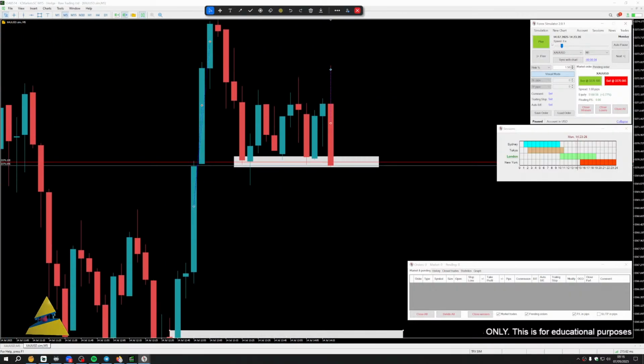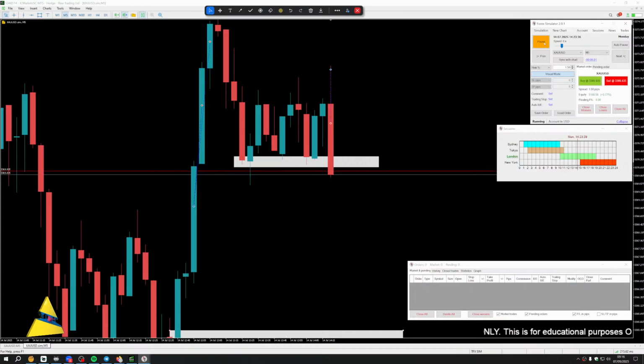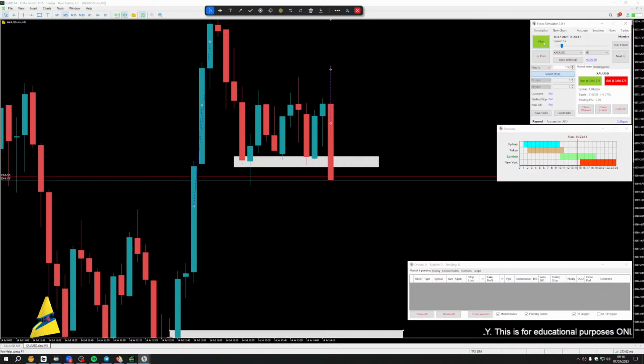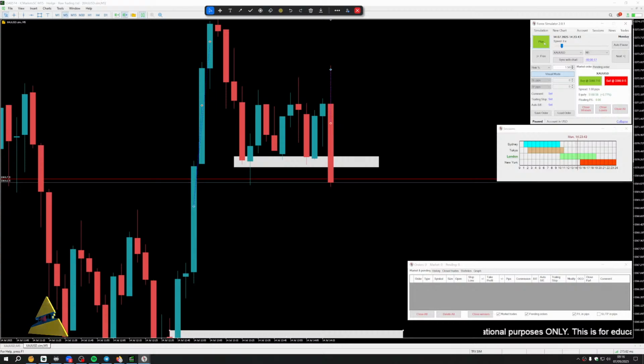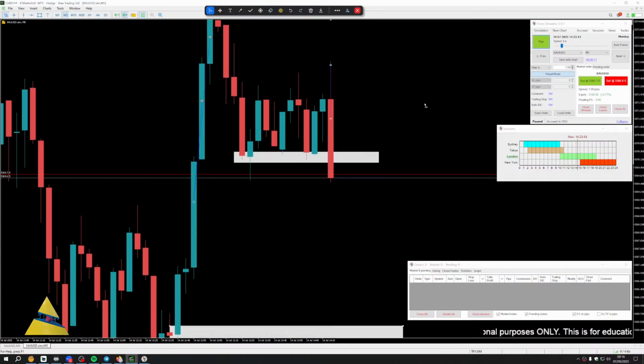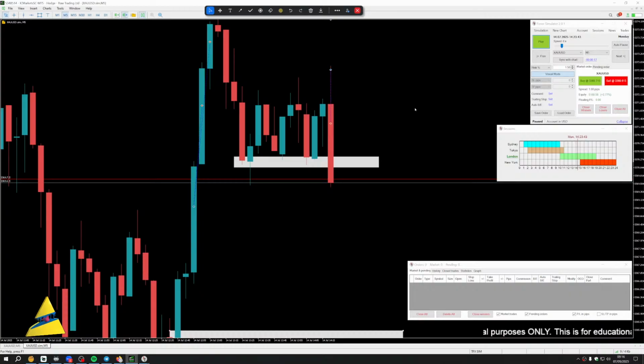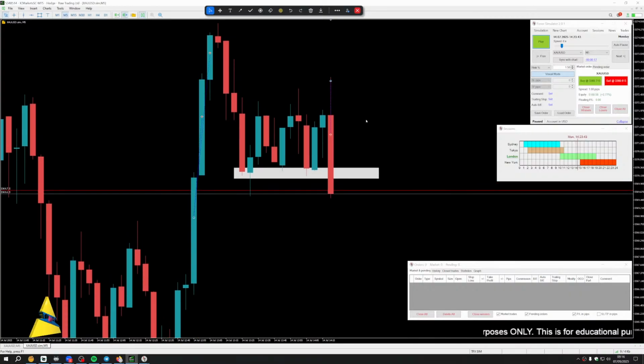Wait, let me see what's going on here. Now the question is, should we take a breakout trade, or should we wait for a candlestick to close? Let me take a swing entry. Let's do a swing entry. Yeah, breakout. Yeah, let's do a swing entry over here.